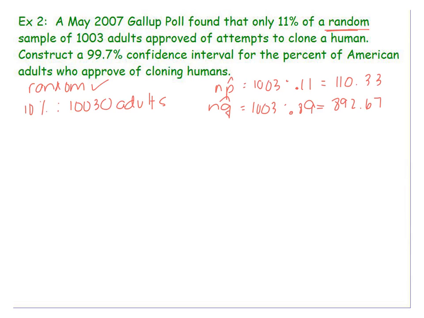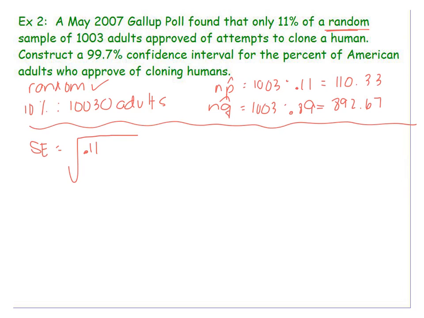We're ready to move on to our real steps. So that was the conditions part of it. Now to calculate our interval, we first need to find our standard error. So big square root, p hat is 0.11, q hat is 0.89, divided by 1,003. So what decimal do you get? Mine rounds to 0.010.